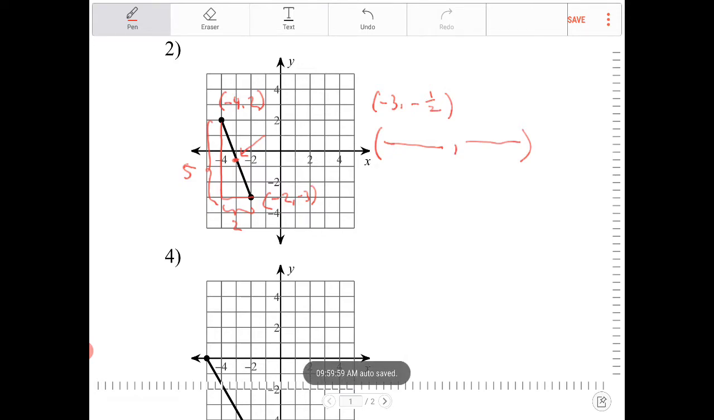If you add -4 and -2 and divide by 2, and then do the same thing with the y coordinates, 2 and -3, divide by 2, you'll end up in the same place. -4 plus -2 is -6. -6 divided by 2 is -3. 2 plus -3 is -1. -1 over 2 is -1/2. So you see we actually end up in the same exact location. Same final answer.